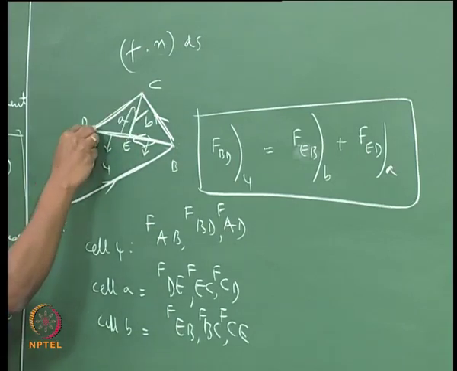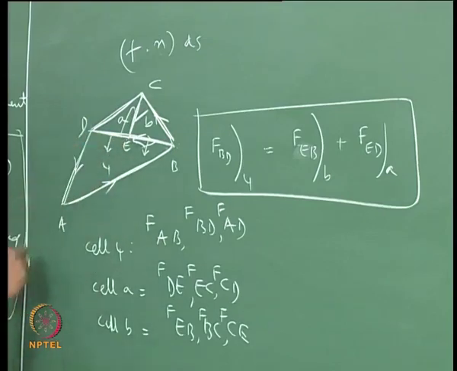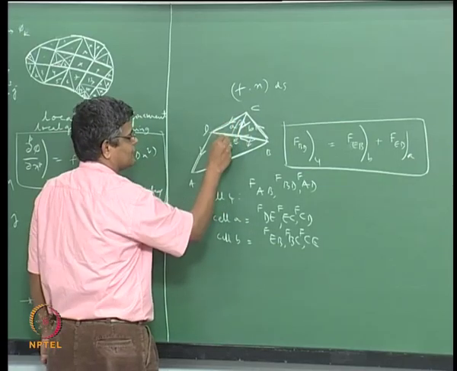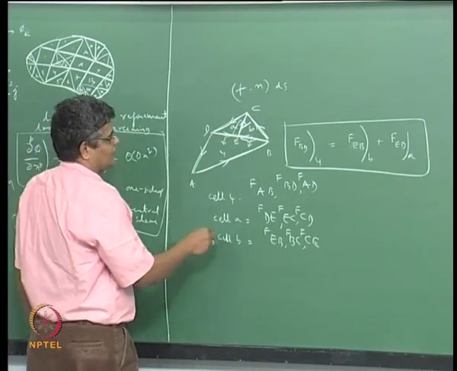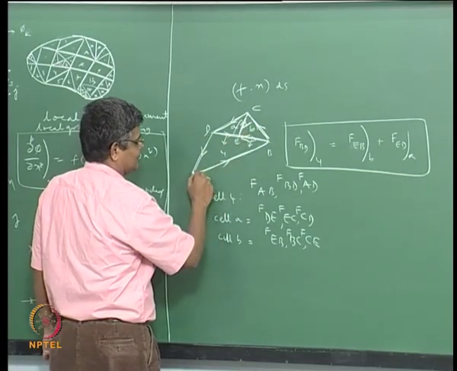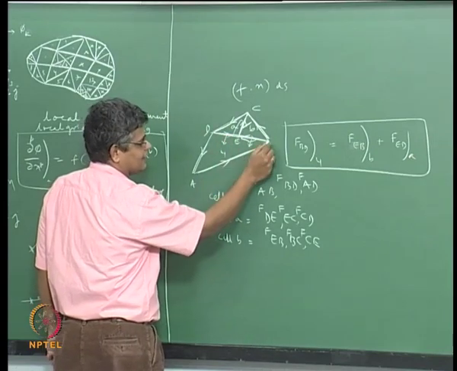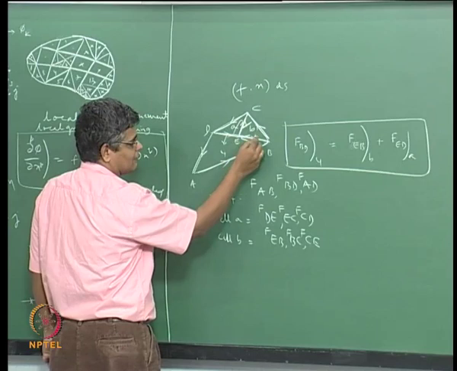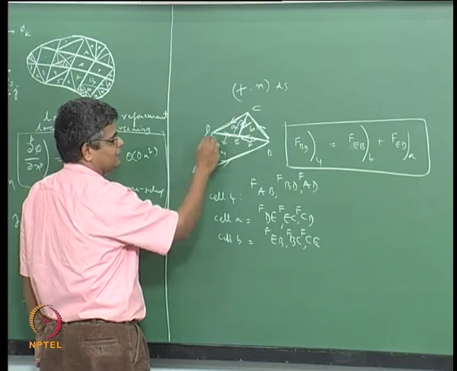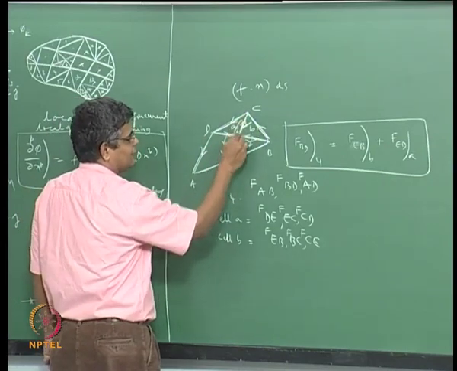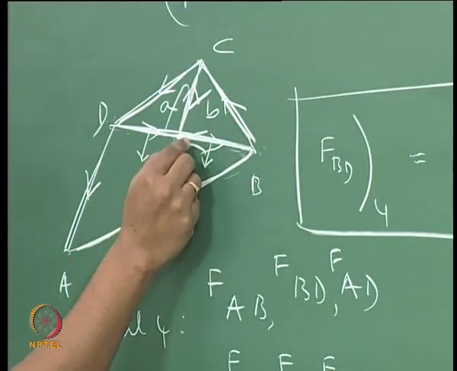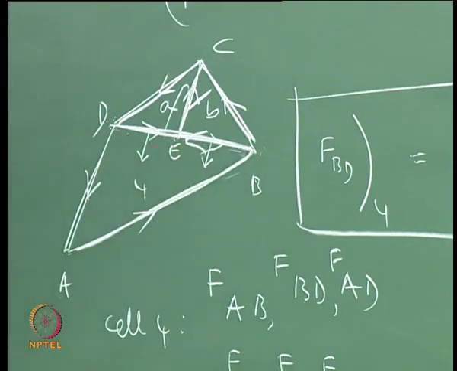Now for cell C D E, if you again apply the counterclockwise direction, this goes like this, this comes here and this comes here. So when you are looking at cell 4, you are traversing this whole length in the counterclockwise direction, that is in this direction, from B to E and E to D. But for this cell, you are traversing this in the opposite direction. So this part will get cancelled with this. And again for this, you are traversing this in the opposite direction.